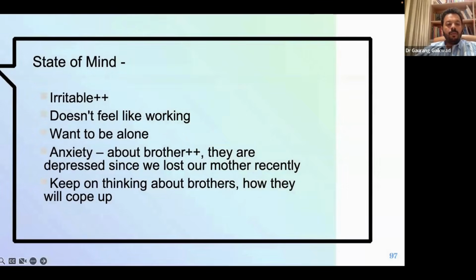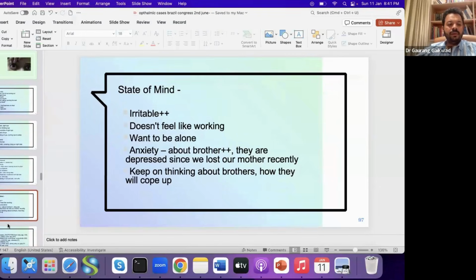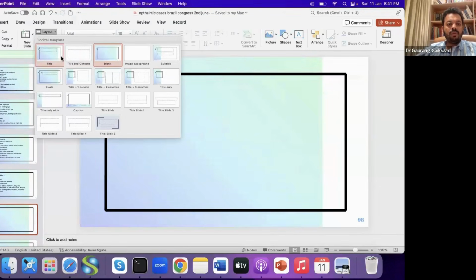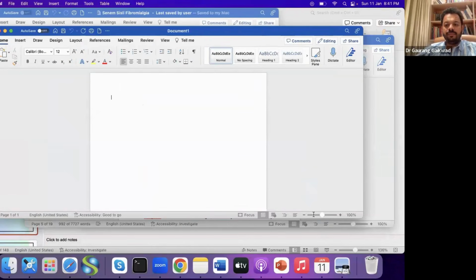So, this was the case in short for us. Let me make a small symptom totality here for you. I'll try to open a Word file if I can. Let's see. I can open. Yeah, this will be better.